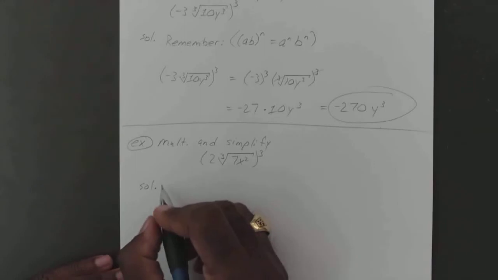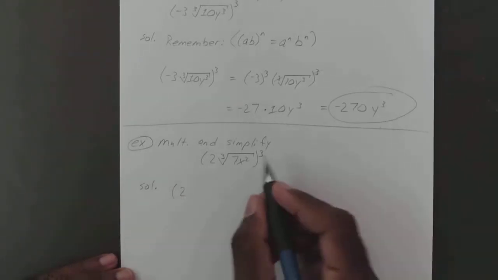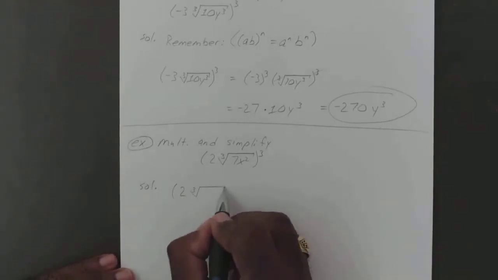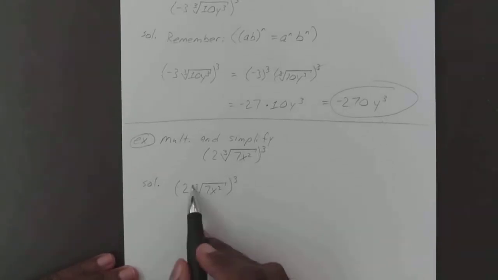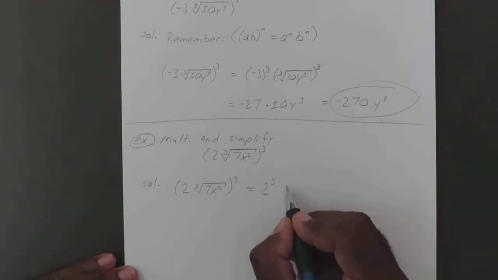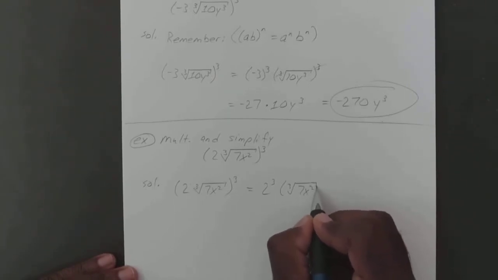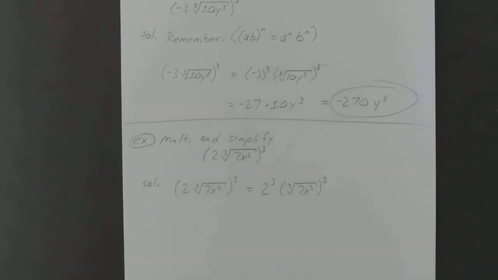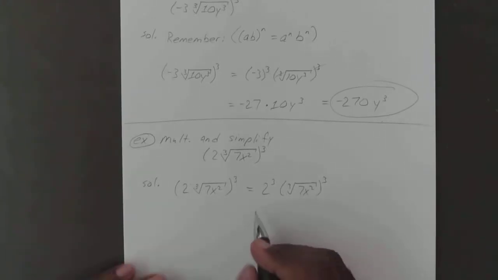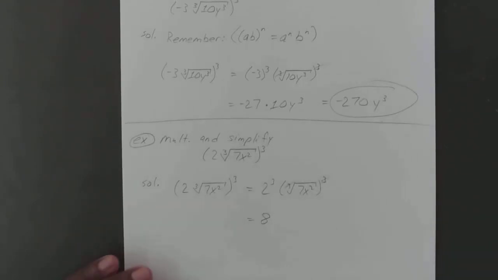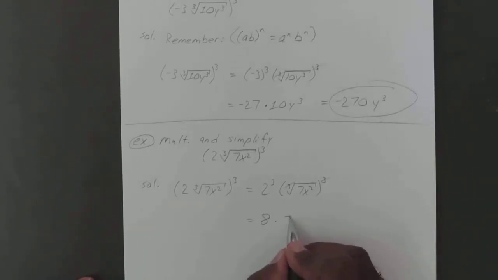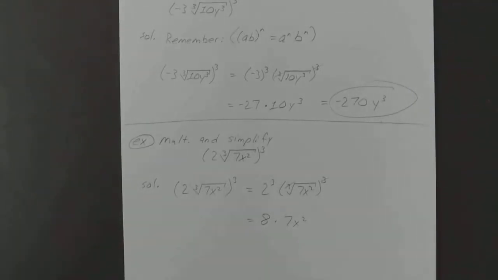Right, so for this one, we have 2 times the cube root of 7x squared, to the third power. That's just going to be 2 to the third times the cube root of 7x squared to the third. As you know, 2 to the third is just 8. Those two cancel each other out, so it's times 7x squared. So you end up with 56x squared.